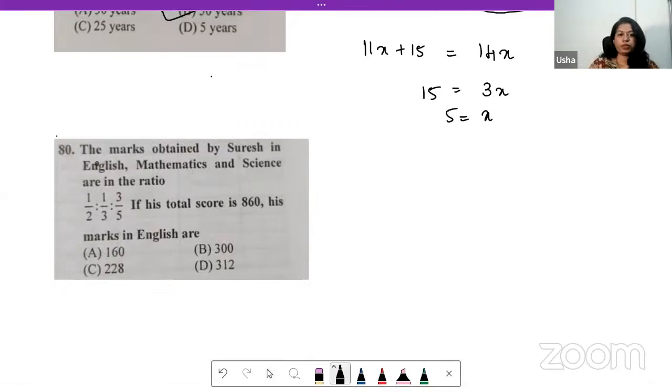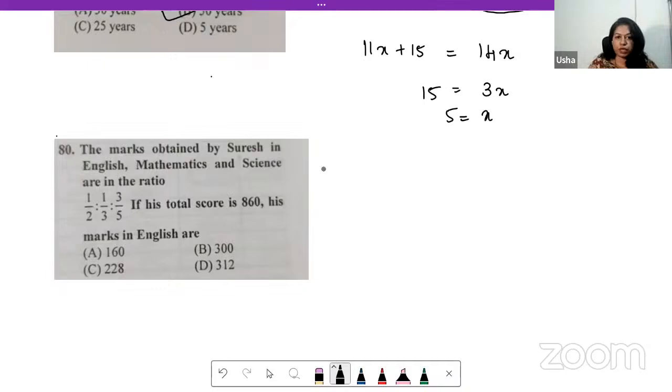Next question. Marks obtained by Suresh in English, Maths, and Science are in this ratio. If his total score is 860, his marks in English are? So again, I have explained this in the ratio video. You cannot have fractions or decimal numbers in ratios. First, we need to write it in the simplified form.